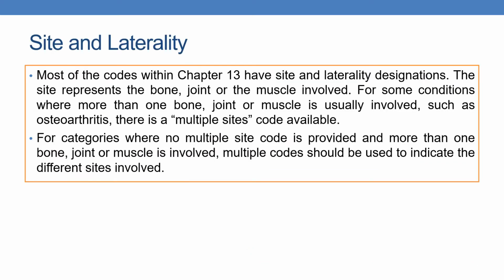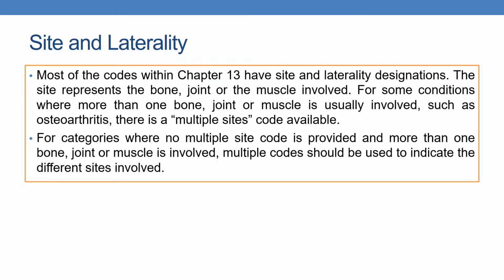Now coming to site and laterality. Most of the codes within chapter 13 have site and laterality designations. The site represents the bone, joint or the muscle involved. And for some conditions where more than one bone, joint or muscle is involved, such as osteoarthritis, a new addition is that multiple sites codes are available now.